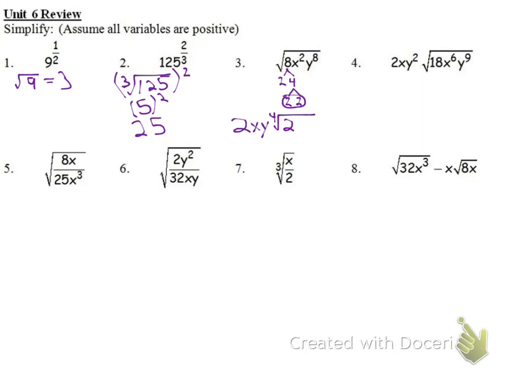For number 4, if we look at 18, 18 is 2 times 9, which is 3 times 3. So I can take a set of 3's out. So I'll make sure I put the 2xy squared times 3's come out. 2 stays in. I have x to the 6th. That'll be 3 sets, so x cubed. Y to the 9th. I could take 4 sets out, because that's y to the 8th, which leaves me 1 y left on the inside. I can now piece together the values I have on the outside. I have 6, x to the 4th, y to the 6th, times the square root of 2y.